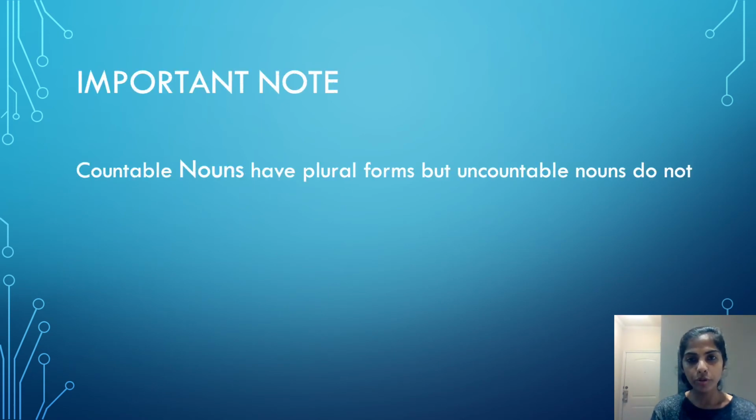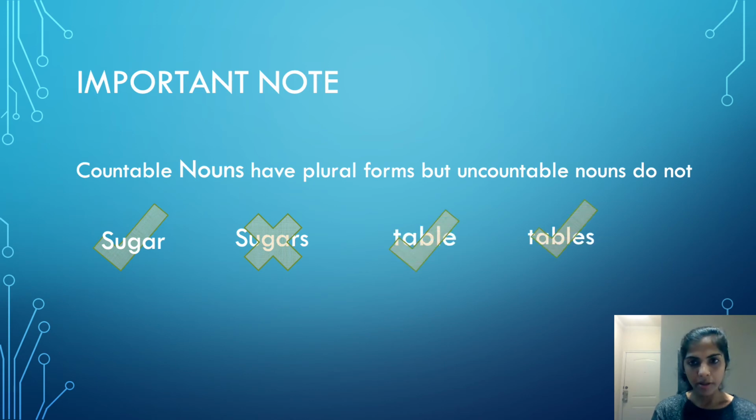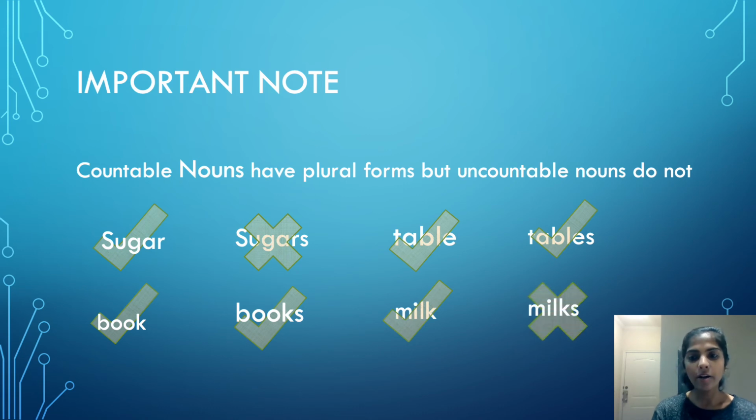Countable nouns have plural forms, but uncountable nouns do not. So you can say sugar, but can you say sugars? No, because sugar is an uncountable noun, so you cannot make it a plural. Table, countable, so tables is correct because you can justify whether there is one or more than one. Book, again a countable noun, so books is also correct. Milk, uncountable noun, so milks is not correct.